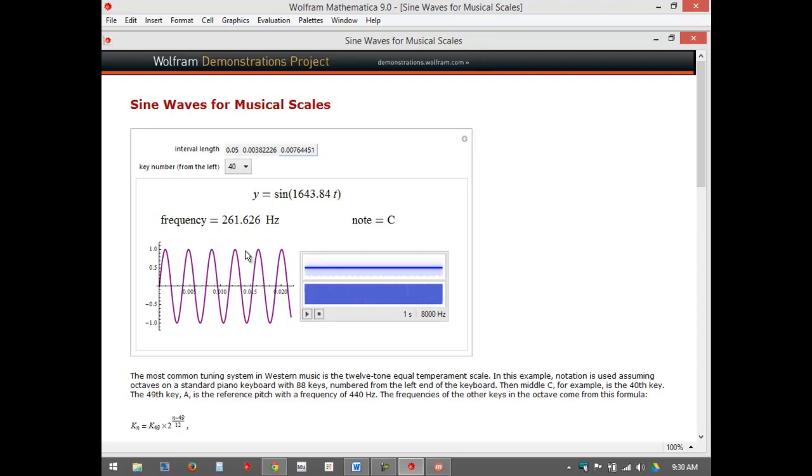Now, another important property, and we're going to get to that, is the amplitude.